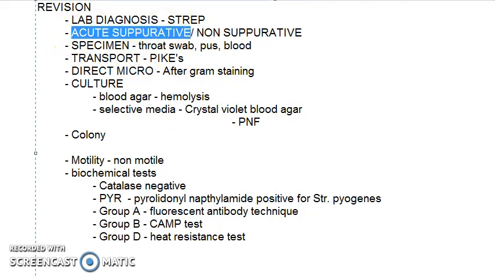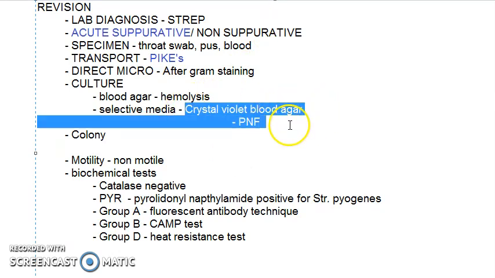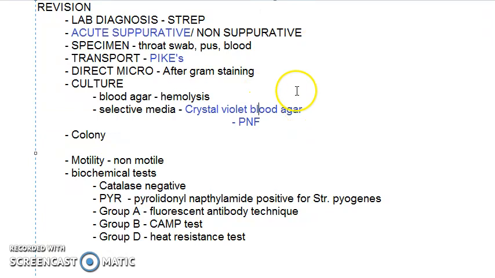Acute suppurative, how did we do? We saw some specific terms: Pike's transport media, crystal violet blood agar, PNF, all these are specific words that you see only in Streptococcus. PYR again is a specific word. For Streptococcus some key words are there: Pike's transport media, crystal violet blood agar, PNF media, PYR test, CAMP test. Remember all these, okay? Bye-bye.